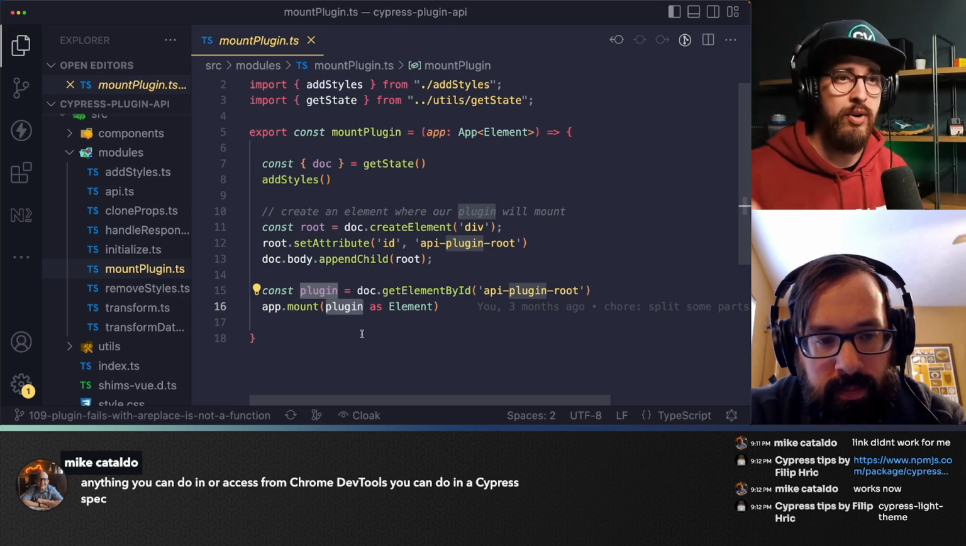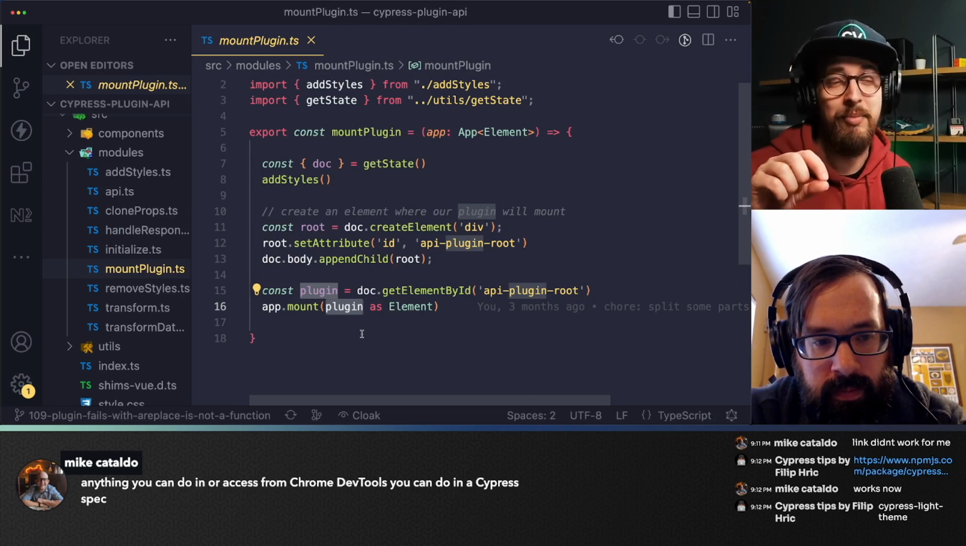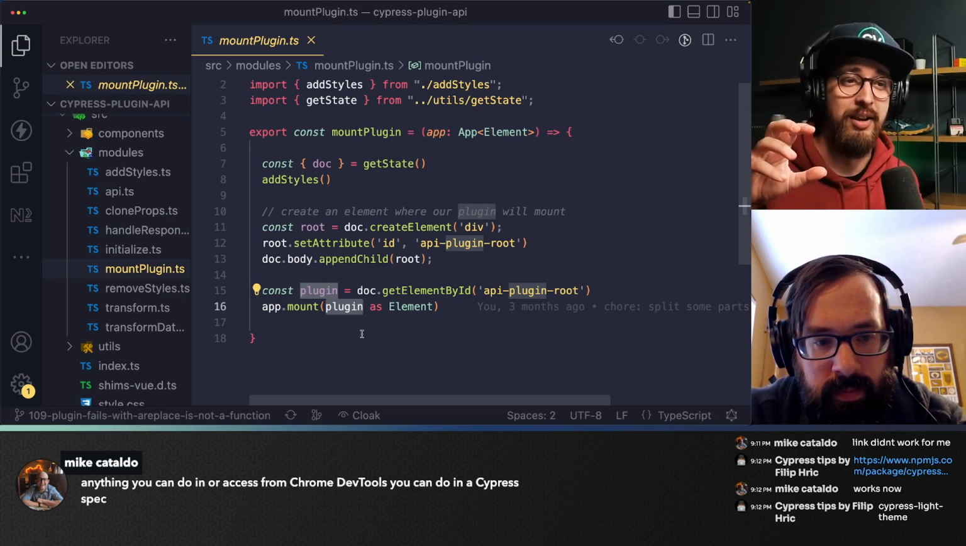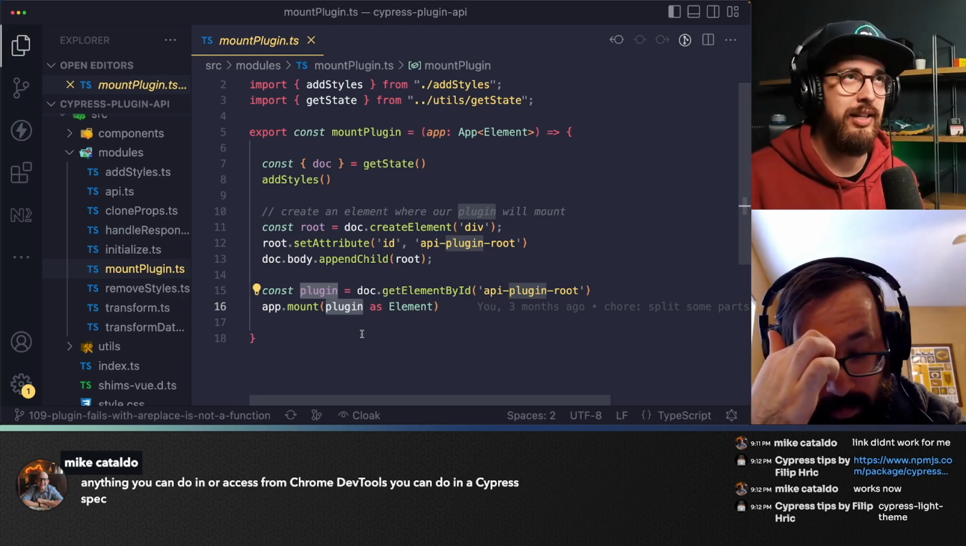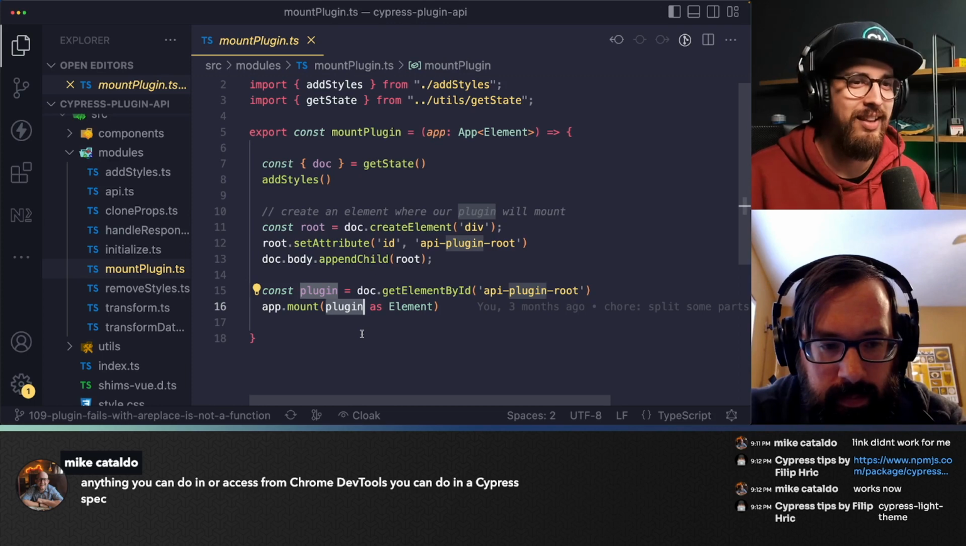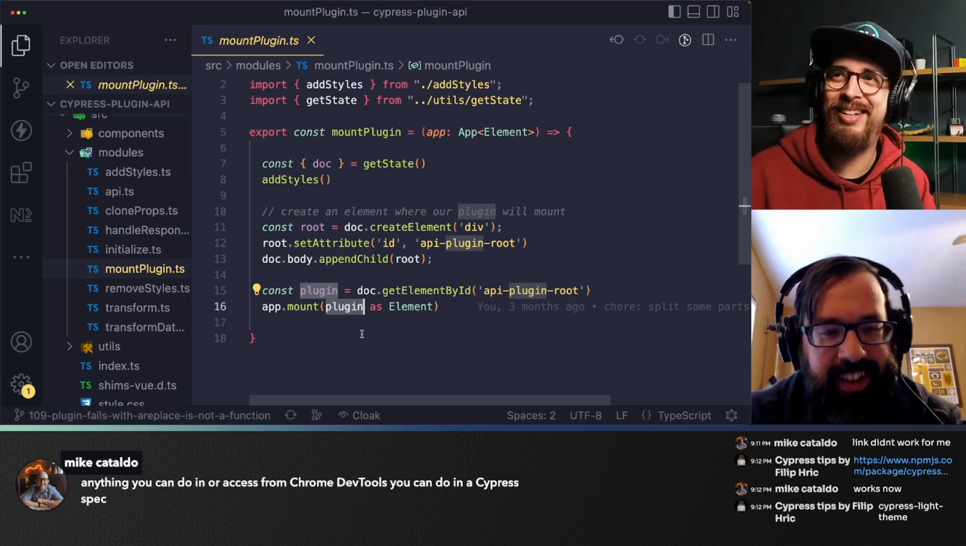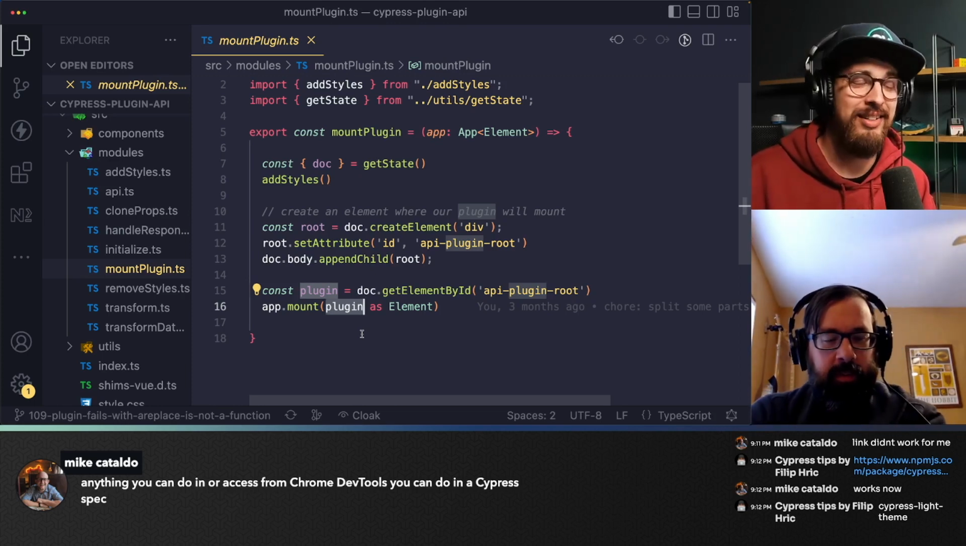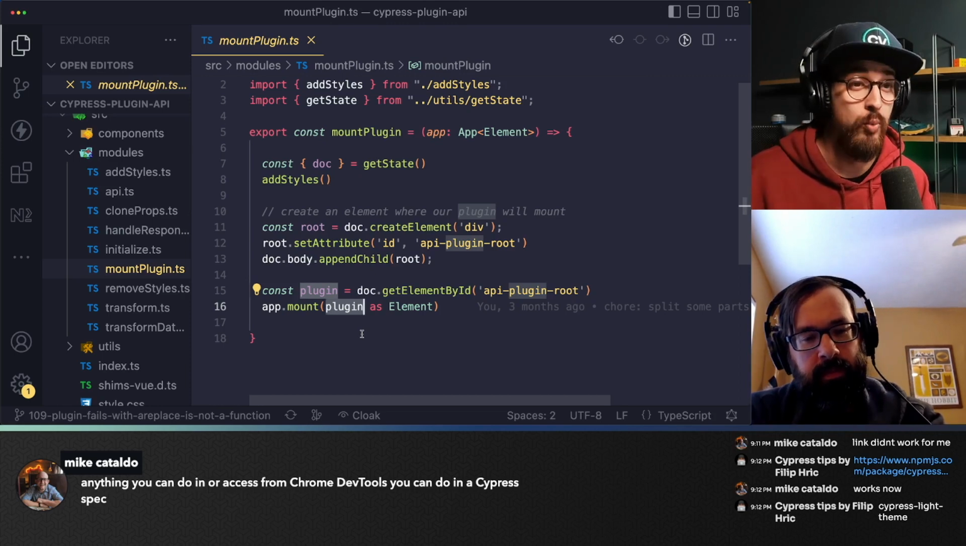So I thought, what if that root element was the Cypress frame, right? And I thought, yeah, that's never going to work because Vue is magic, right? But then I just tried, gave it a go, and it worked.